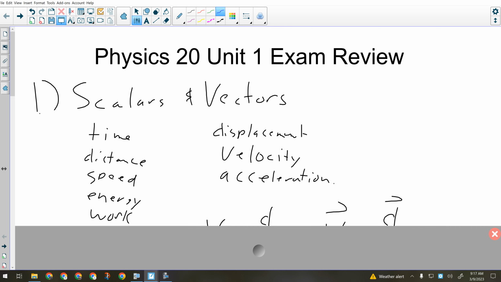So, the quantities we went over were these. Our scalar quantities are time, distance, speed, energy and work. We haven't dealt with energy and work in this unit, but we will in the next unit. Our vector quantities were displacement, velocity, and acceleration. So definitely know which things are which.